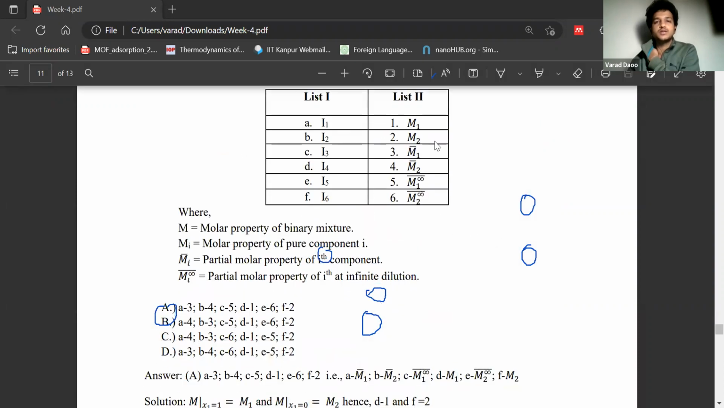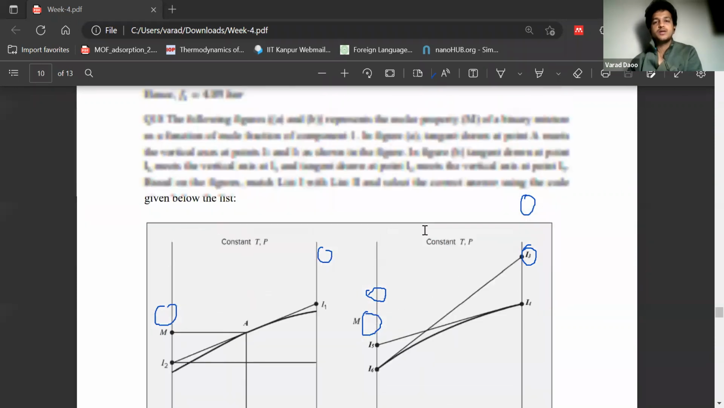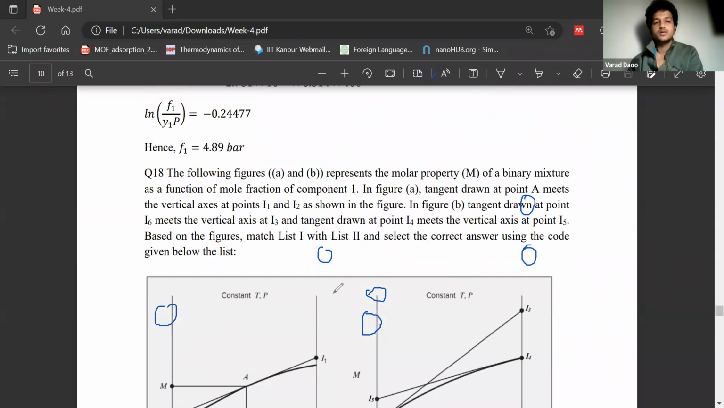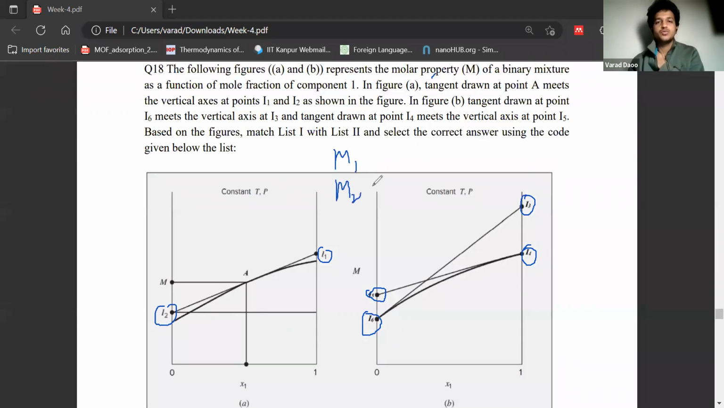So the options are M1, M2, M1 bar, M2 bar, M1 bar infinity, M2 bar infinity. Which of these is M1? Which of these is M2? Which of this is M1 bar? Which of this is M2 bar? Which of this is M1 bar infinity? Which of this is M2 bar infinity? This is what we have to find, and once you get it, then you can write the answer. I'll give you 5 minutes to solve it.